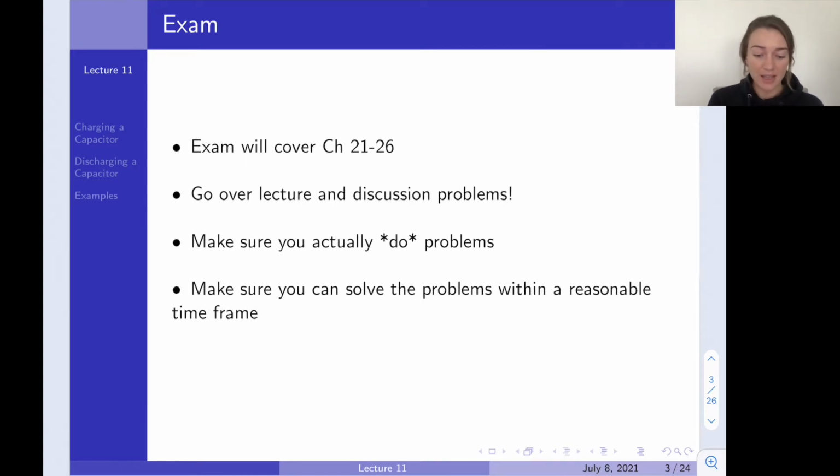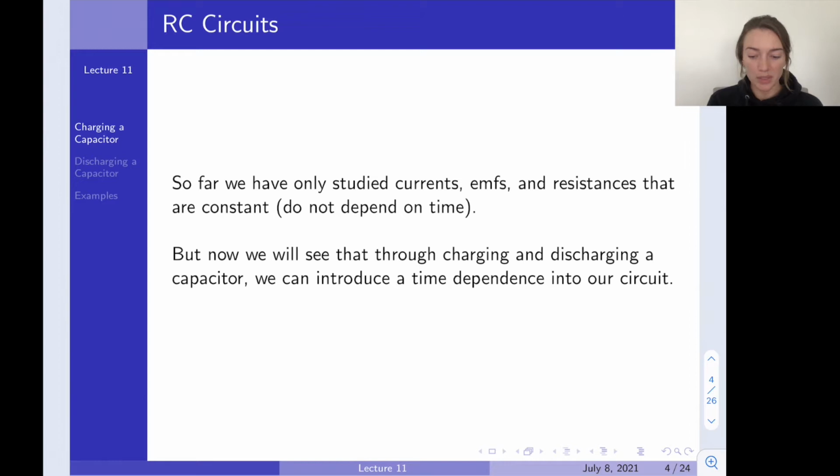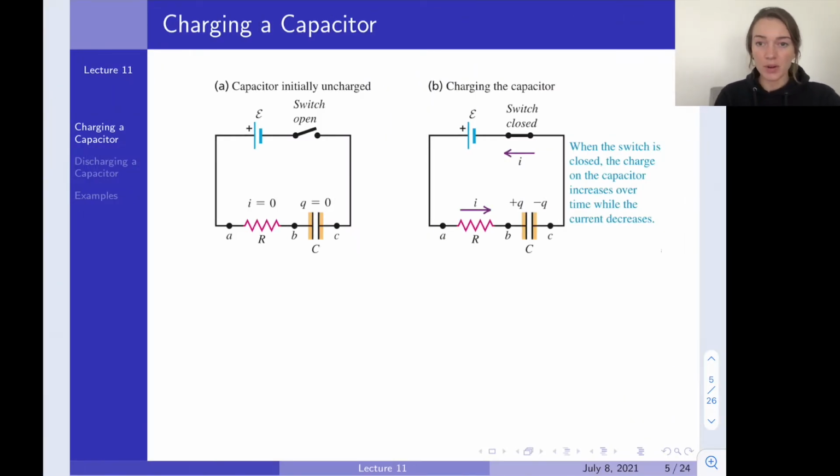Okay, so now we can get into the topics for today. So far, we've only been doing steady currents and circuits where we have the same current moving and it's not time dependent at all. So now we're going to look at time dependent currents. And we're going to introduce this time dependence by looking at circuits that are capacitors and resistors in series. So this is how we're going to achieve this time dependence.